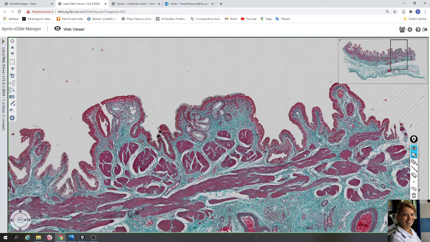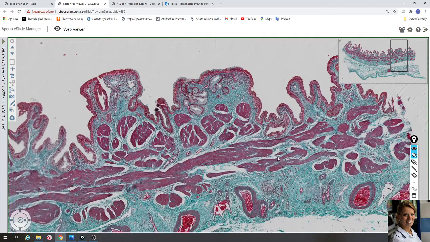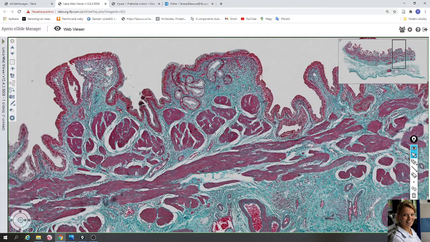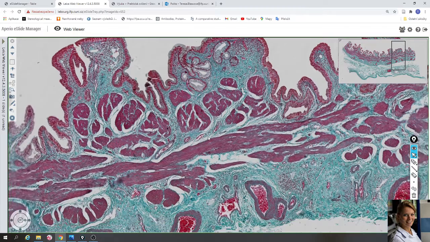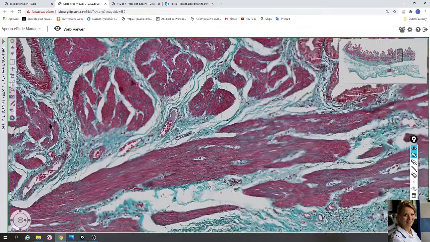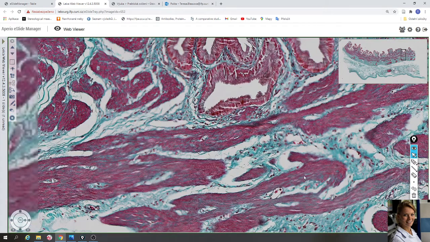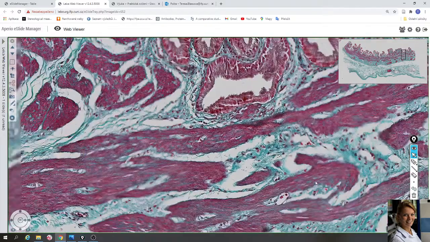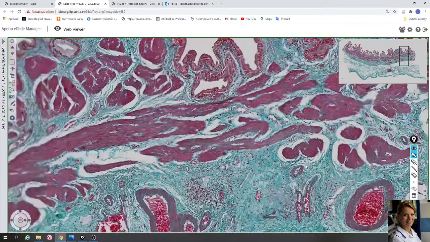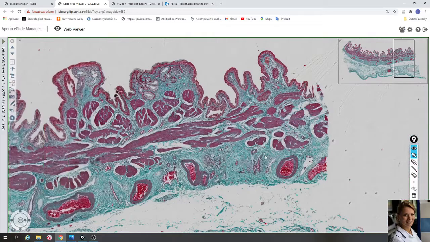External to the lamina propria is the muscular layer. The bundles of randomly orientated smooth muscle fibers and sometimes elastic fibers are visible between the smooth muscle bundles. Surrounding the bundles of smooth muscle fibers is a thick layer of dense connective tissue.